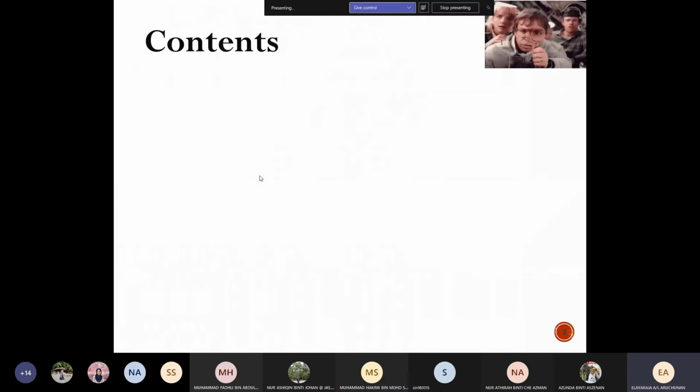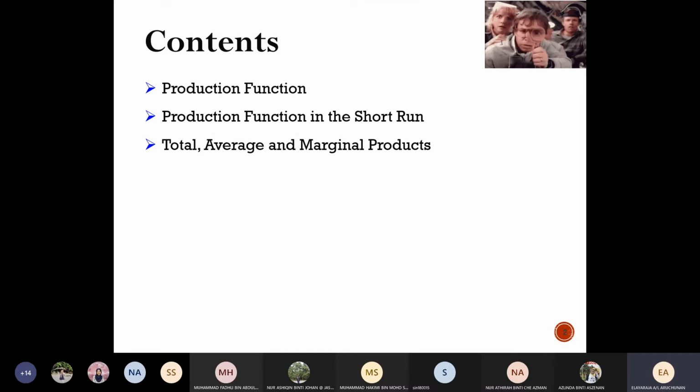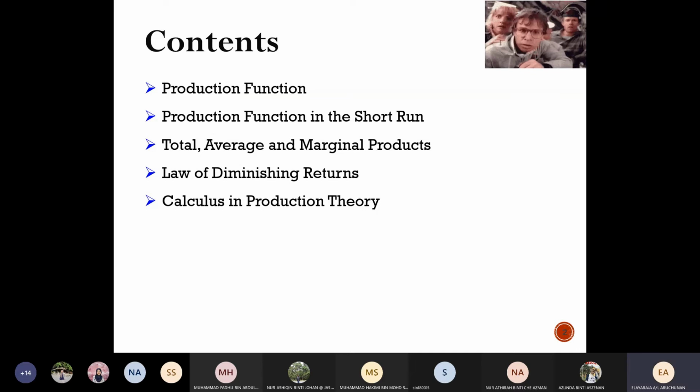So let's see the contents. What's in the first chapter on production theory? Production functions. There is a production function in the short run, and then total, average and marginal products. Then we're going to learn about the law of diminishing returns, and we come to the calculus in production theory. This is very important.